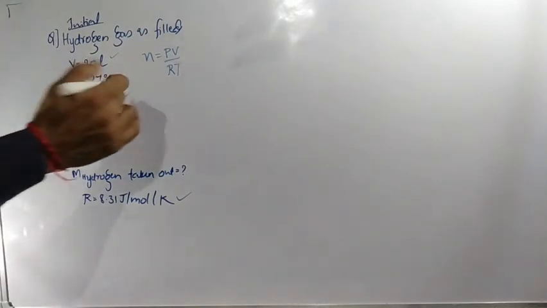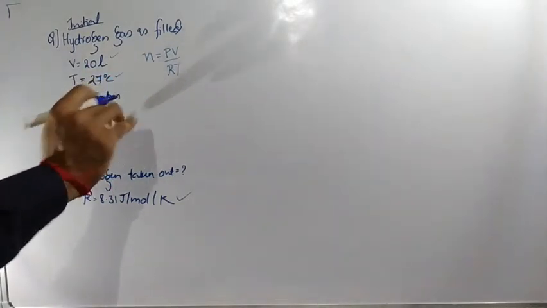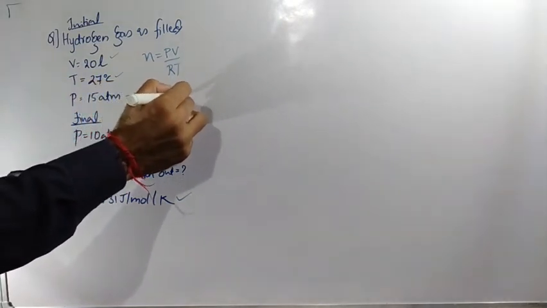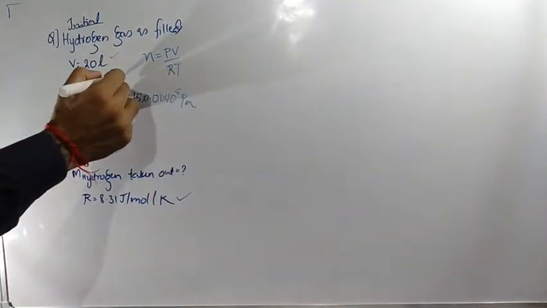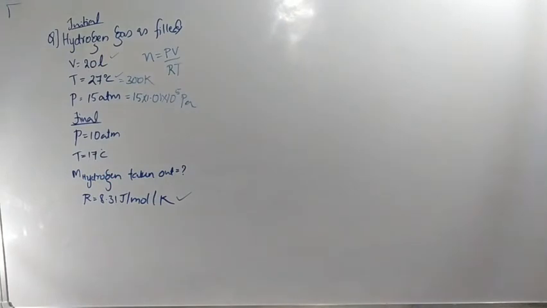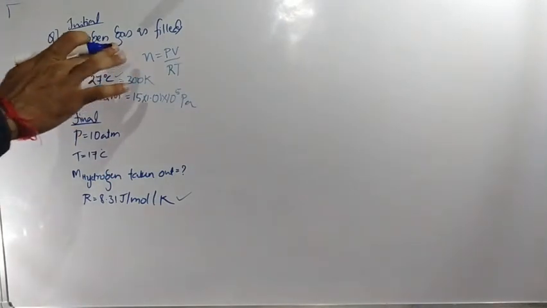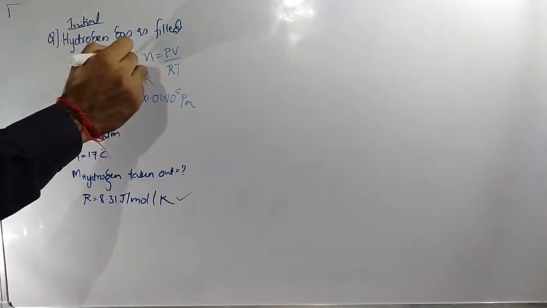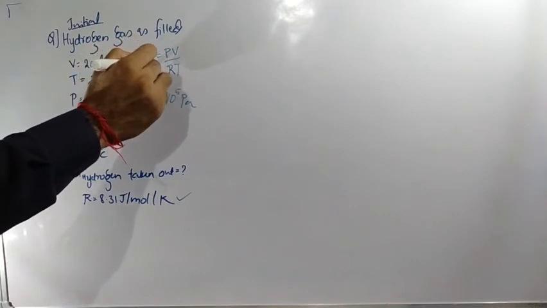This 15 atmospheric pressure means what value should you write down over here? 15 into 1.01 into 10 to the power of 5 Pascal. Temperature 27 means this will be 300 Kelvin. Correct? Next, volume is 20 liters, so you have to change this also: 20 into 10 to the power of minus 3 meter cube. R value is in SI. Simply substitute all these values and calculate.